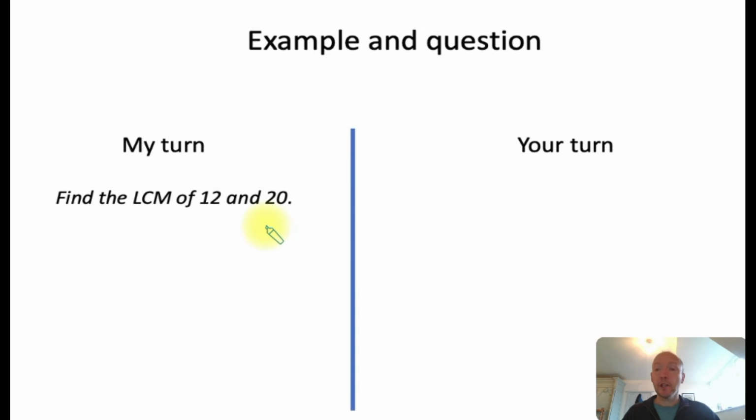So I want to find the lowest common multiple of 12 and 20. So what does that mean? Well, it means we need to find the first number that's a multiple of 12 and a multiple of 20. And again, the key to this is remembering what we mean by multiple. The multiples are the answer to something's times table.